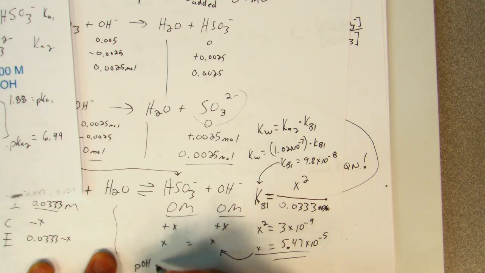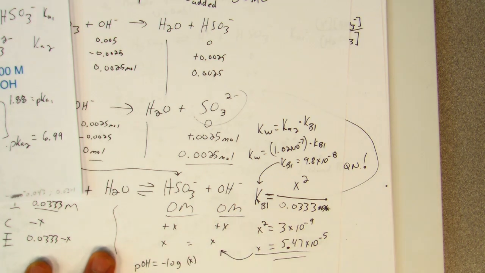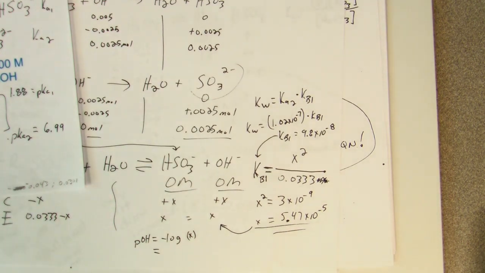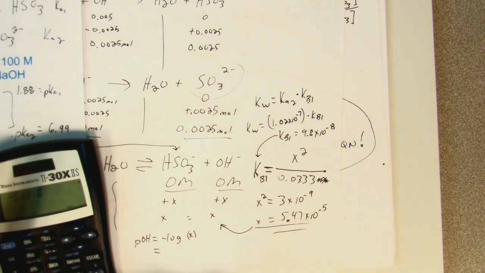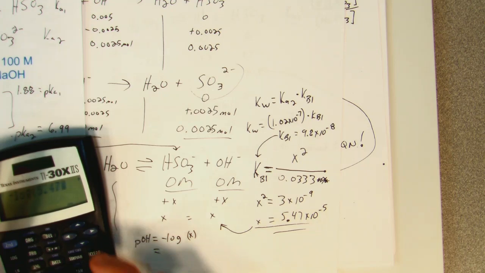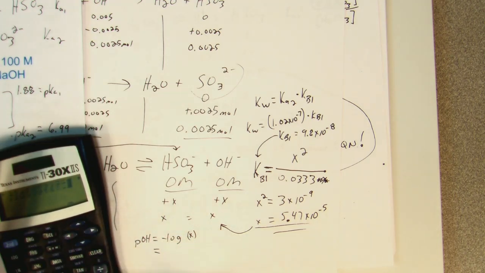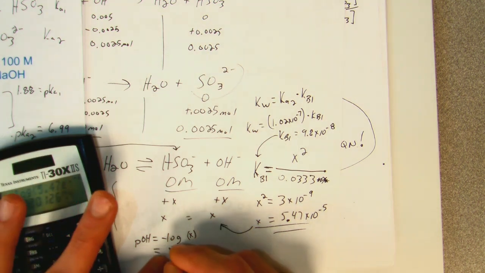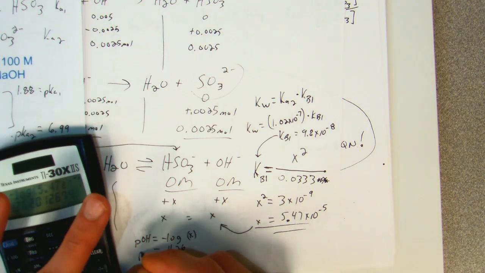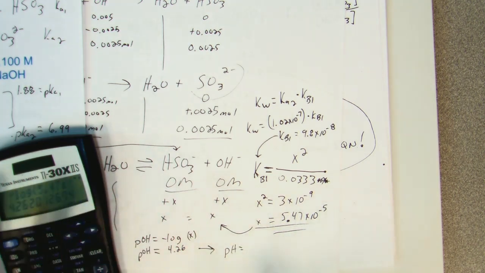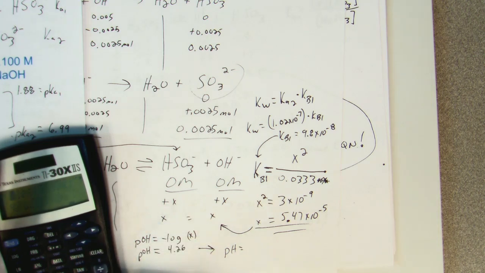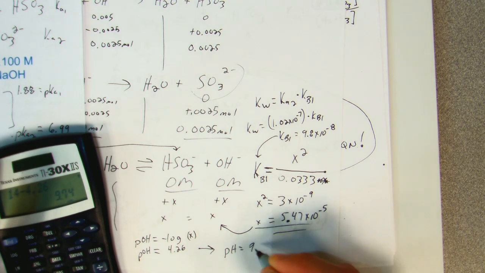So if I want to compute the pOH, I could take the negative log of that x value, and that would give me my pOH. So of course that's what I'm going to do. So negative log of 5.47, second function e, minus 5. I get 4.26 as my pOH. And then converting that to pH, taking 14 minus it, we get 9.74.